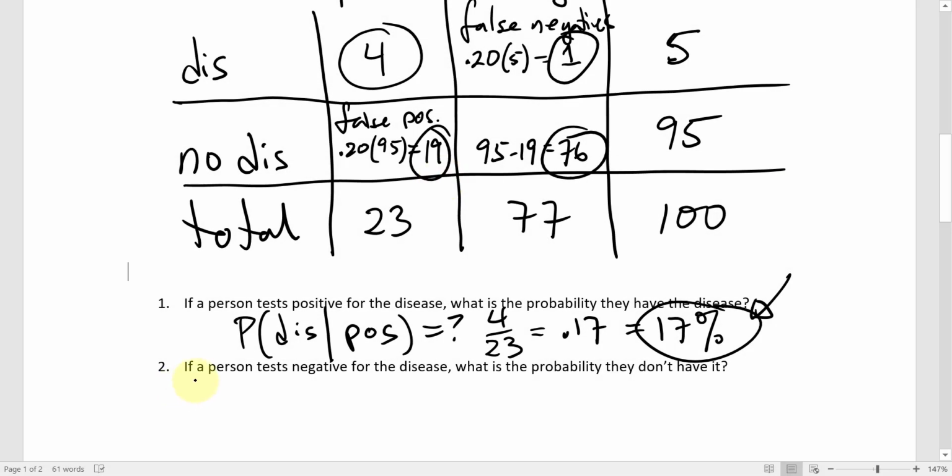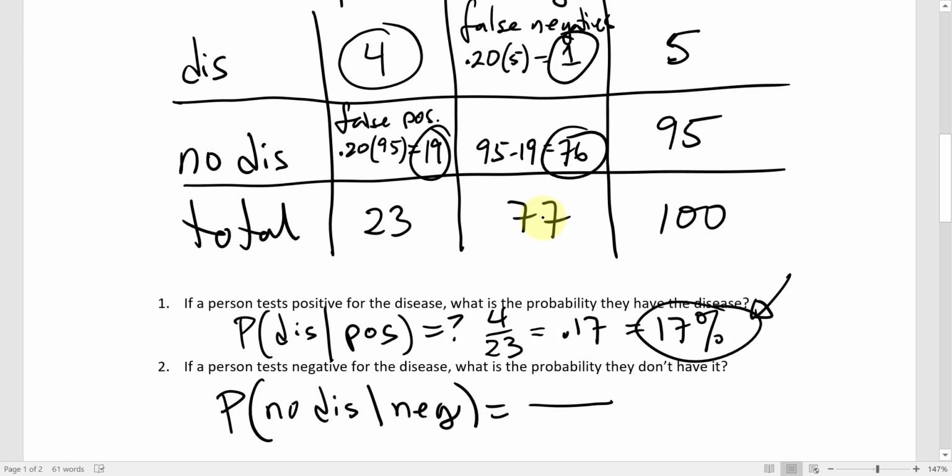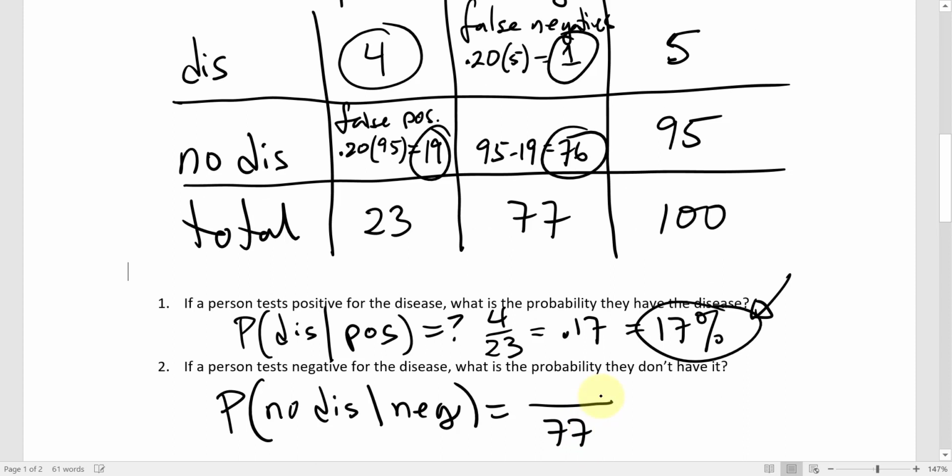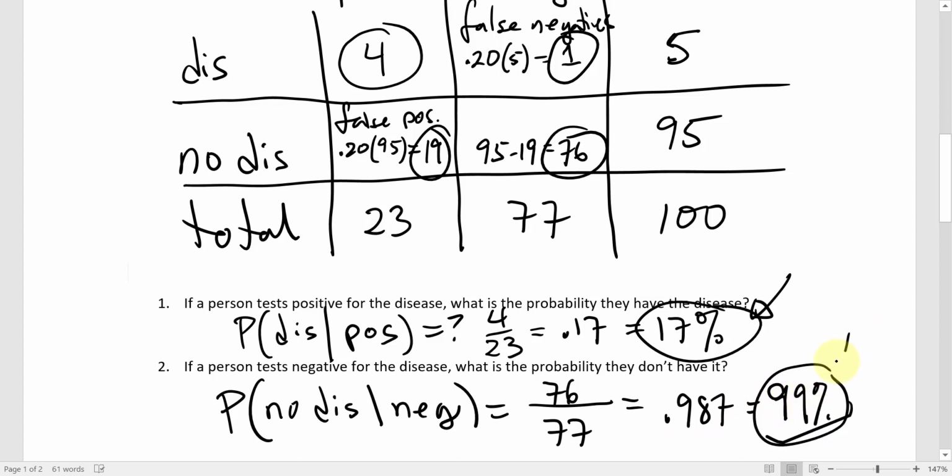Okay, let's look at question number 2. If a person tests negative for the disease, what's the probability they don't have it? In our conditional probability notation, we would say if they test negative, what's the probability they don't have it? So we're looking for the probability of no disease given negative. Right? How many people tested negative total? That was 77. And how many of them don't have the disease? That is 76. And that comes out to be 0.987, or let's just round it off to say 99%. So there's the answer for that one.